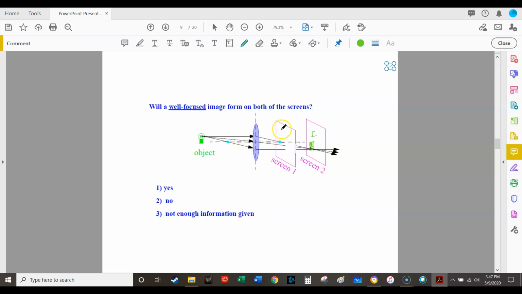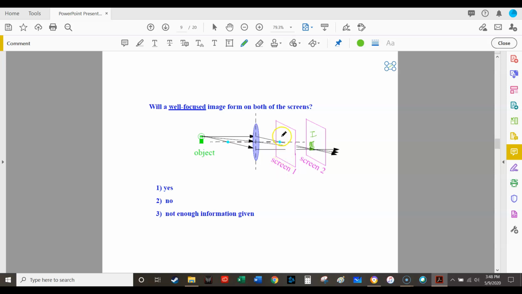But have you ever wondered what would happen if you put a screen here? What kind of image would form where the light rays weren't overlapping on each other? So would a well-focused image form on both screens? On the first screen, not just the second screen. So what do you think? Yes or no? Would a well-focused image form on this screen? Or would an image form at all on that first screen? What do you think? So pause the video now and try to answer that and think about it.